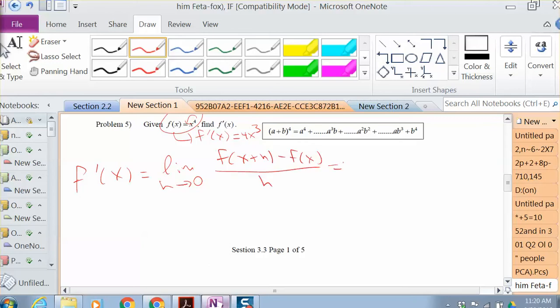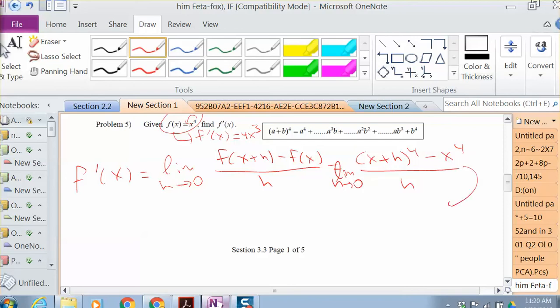So we got to plug in x plus h in for x. So basically it's x plus h to the 4 power. Ugh, that's crazy. And of course minus x^4 all over h. Don't forget about your limit notation.